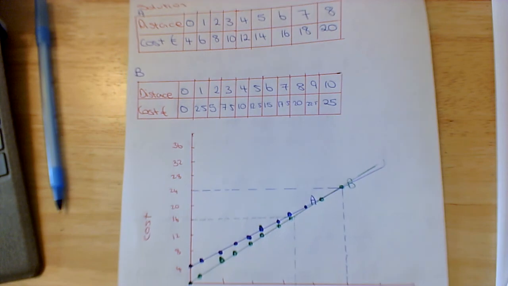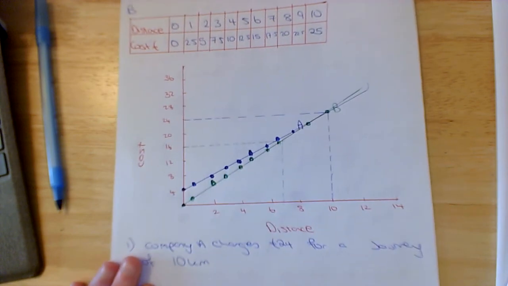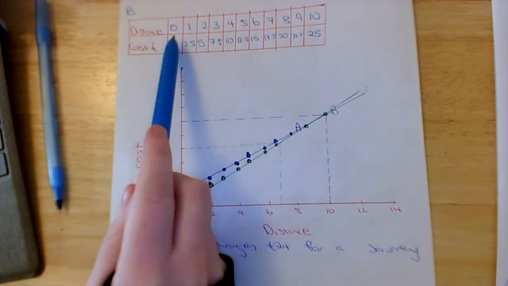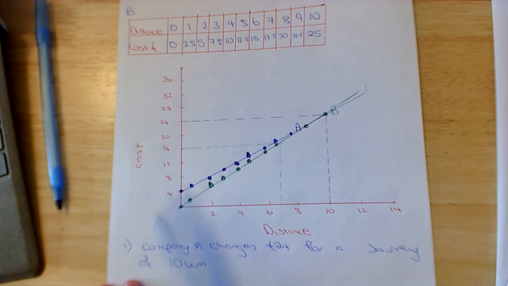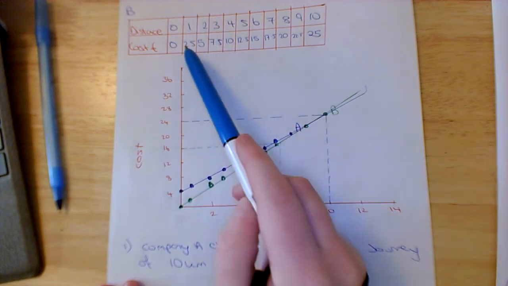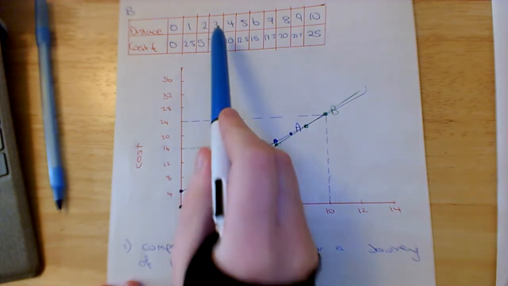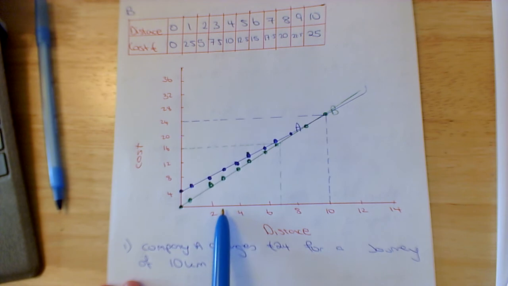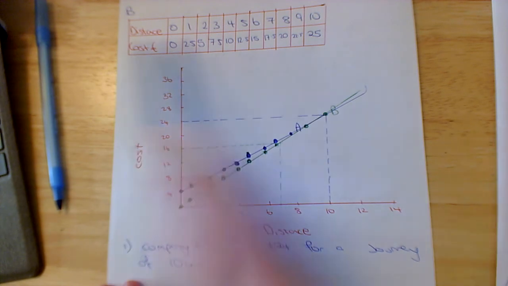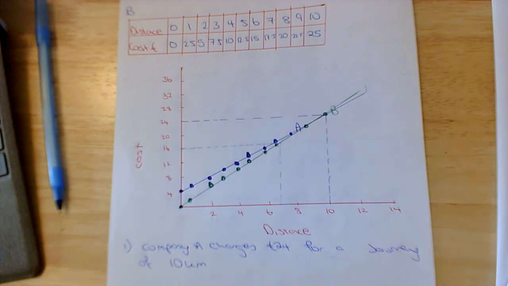I didn't need to do as many in my table as I did, so I go off and plot this. My first point is 0,0, so I go down here. My next one is 1,2.5, so it's 1,2.5 here. Next one is 2,5, so I go 2,5. My next one is 3,7.5, so I go in the door to 3 and up the stairs to 7.5, and I plot that. So that's my straight line.